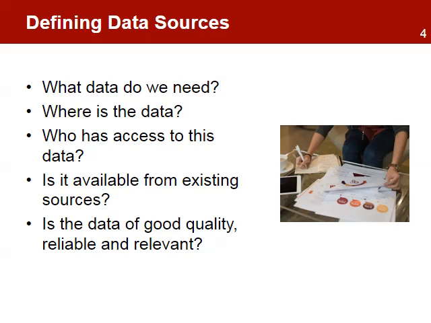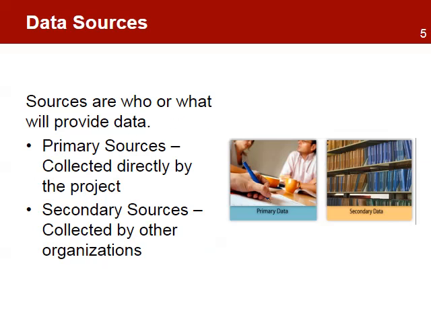When deciding the data sources for the performance indicator, the project manager can use the following questions to help identify the best sources of data. What is the data that we need? Where is the data located? Who has access to this data? Is the data available from existing sources? And most important, is the data of good quality, reliable, and relevant? These questions can help the project manager develop a plan to collect the data needed to monitor the project performance.